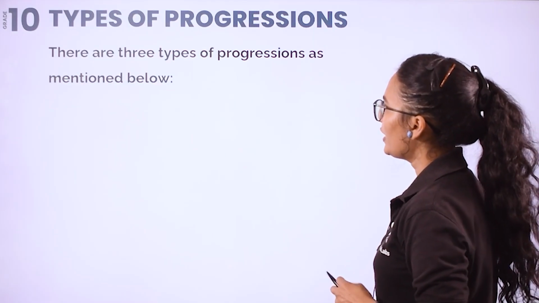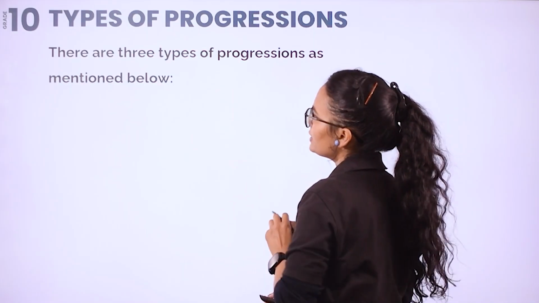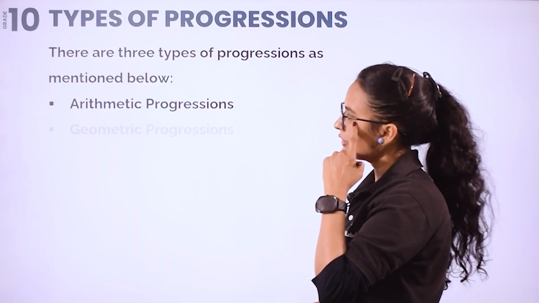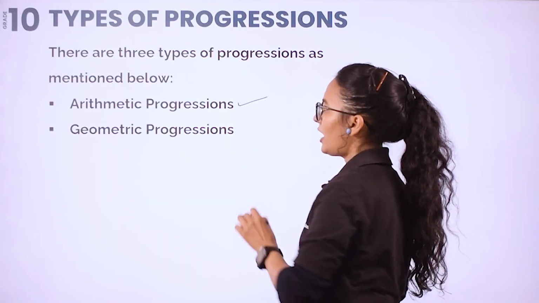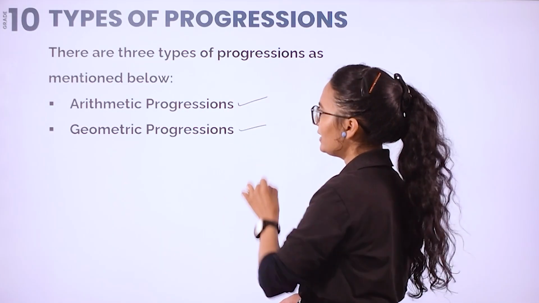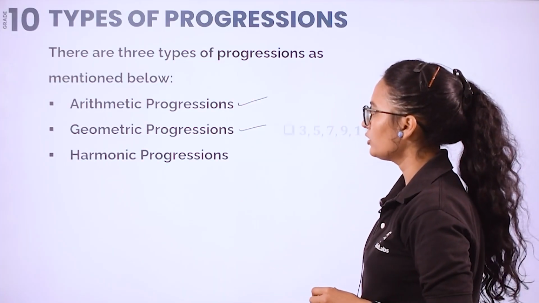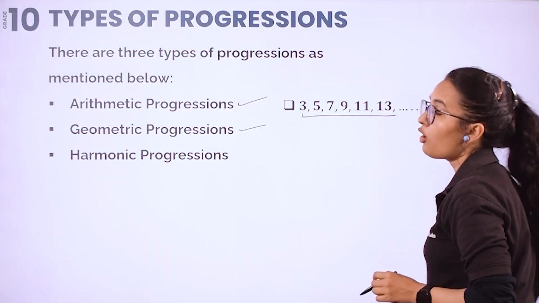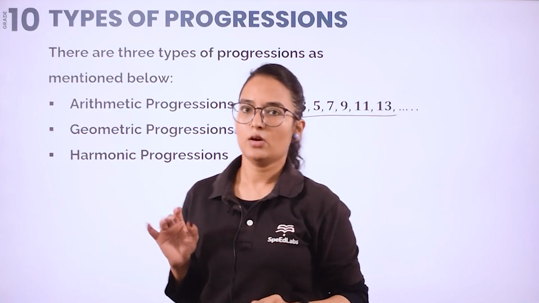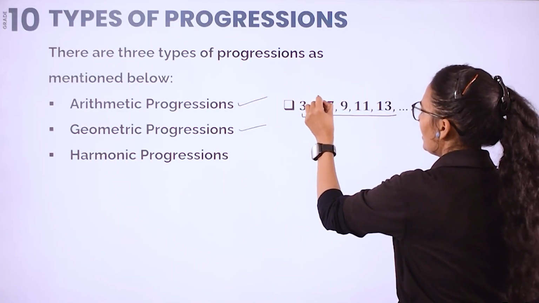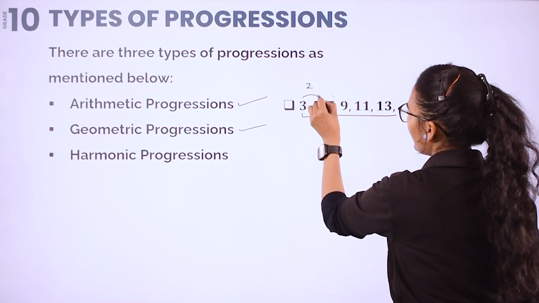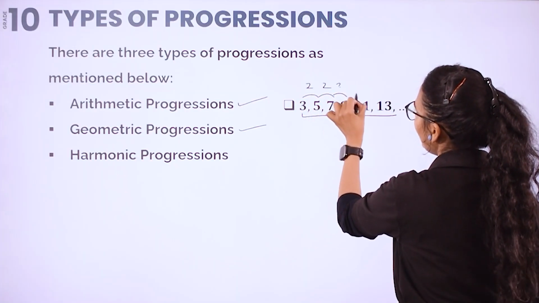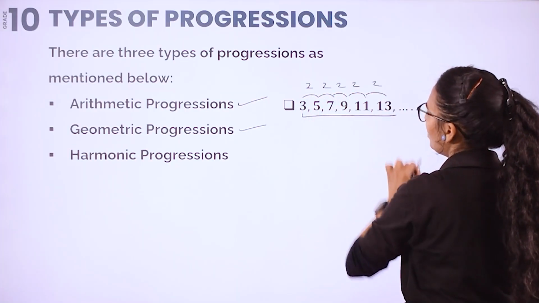Now how many types of progressions are there? There are 3 types of progressions. So arithmetic progression, which we are going to focus here. I mean, we are also going to focus on GP, that is geometric progression, and harmonic progression also. Let us see. In the arithmetic progression, there is a concept of common difference. Okay, what is common difference here? 5 minus 3, 2. 7 minus 5, 2. 9 minus 7, 2. This again 2 and this is again 2, right?